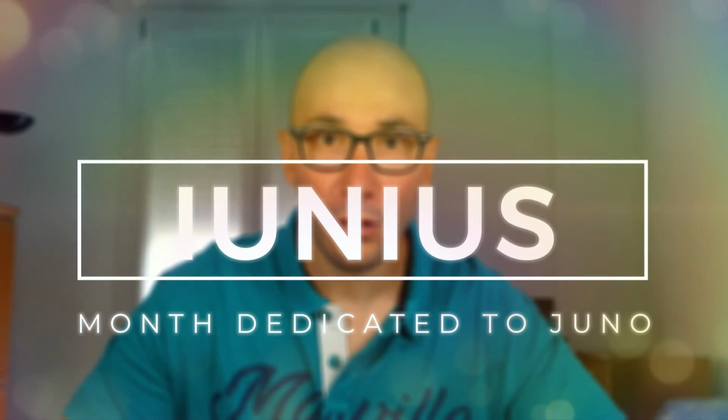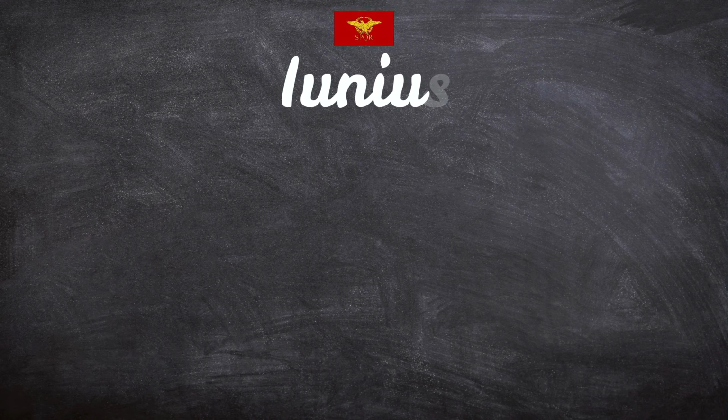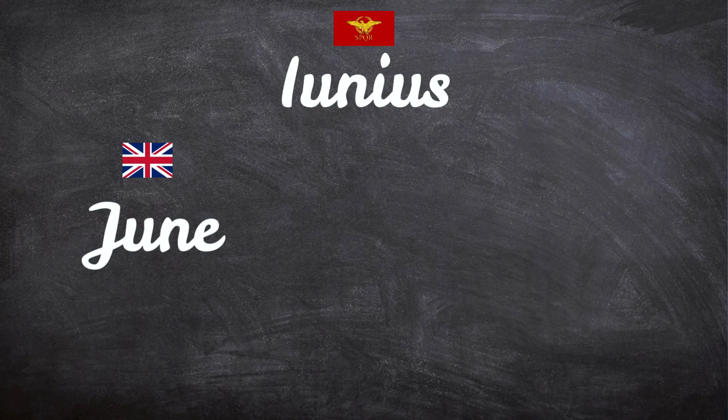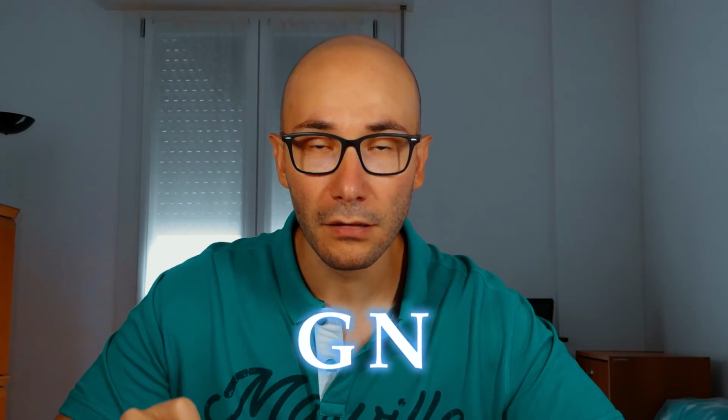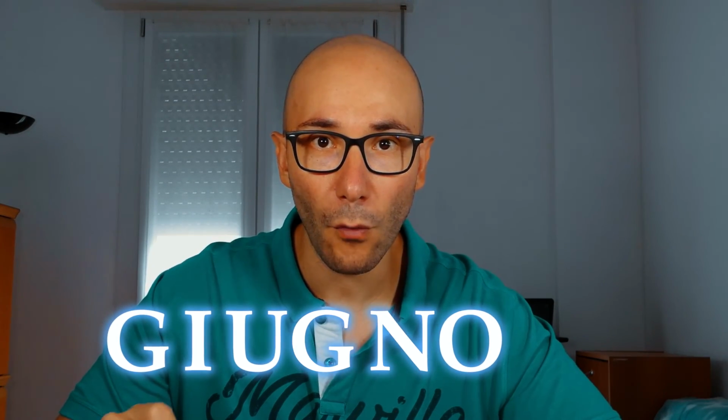Moving on, the fourth month of the year was Junius, dedicated to Giunone, the wife of Jupiter, so the mother of the gods. Junius became June, and in Italian, Giugno. Giugno is probably going to be a little bit difficult to pronounce due to the compound sound in the middle of the word, but with a little practice you can master Giugno.